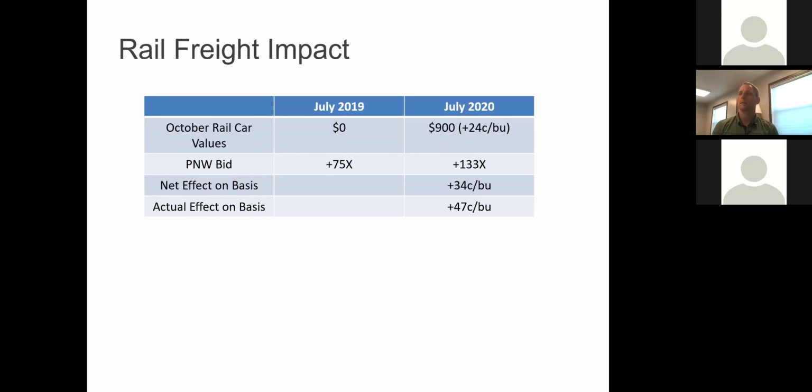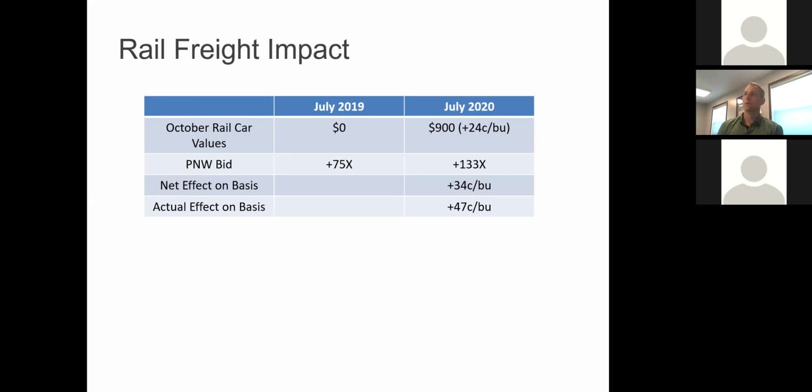One big impact, and this is a pretty simple slide, but I want to make it very easy to see here. If you look a year ago, October rail car values, 1 year ago today, you could buy October cars at $0 a car. So this means that the BN's got their tariff rate, which is set. They did not change it this year, so it's the same as last year. But this is what we have to pay above and beyond that tariff rate to get cars placed at our facility so we can load them.